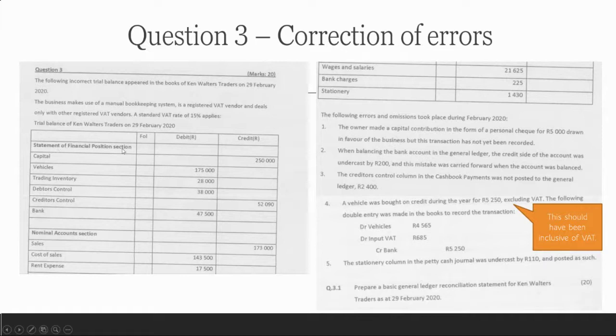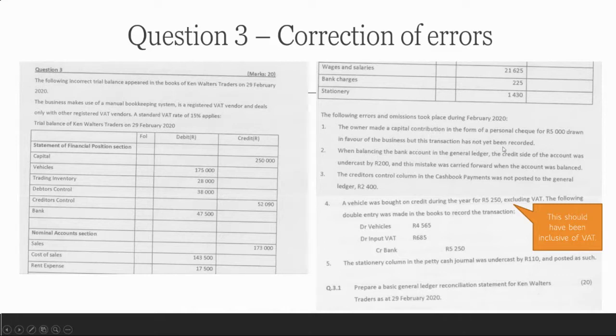So they've given you the statement of financial position, which is your balance sheet items, which is your assets, liabilities, and owner's equity accounts. Then you've got your nominal accounts, which is your income and expense accounts. Then there were 5 errors you had to correct. The first one is the owner made a capital contribution in the form of a personal check for 5,000 drawn in favor of the business, but this transaction has not been recorded.